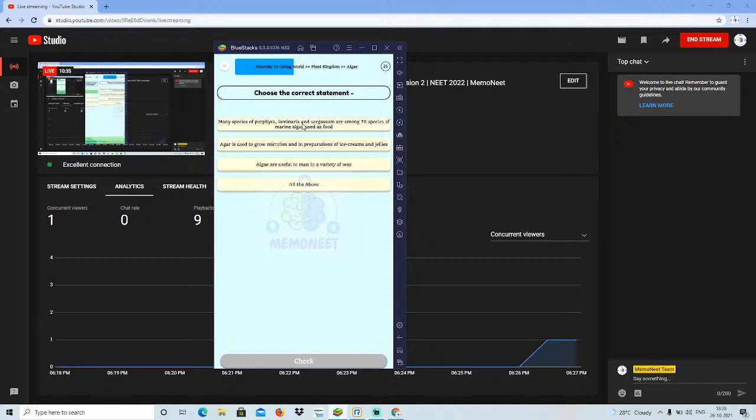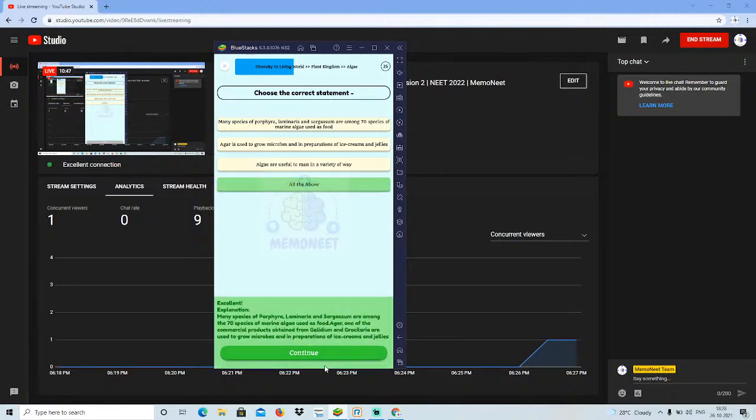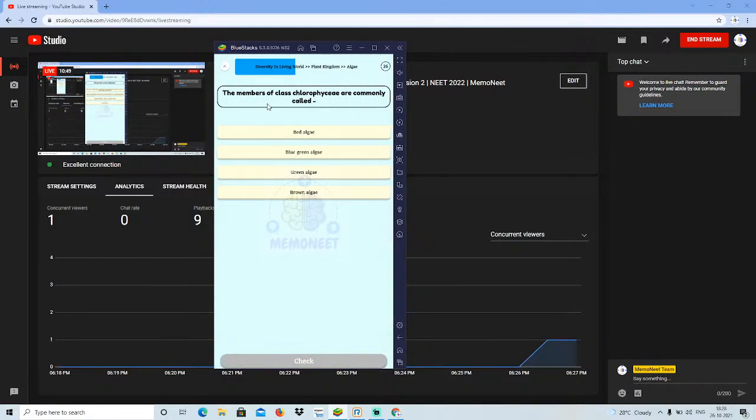This is present in the third or second paragraph of algae. Agar is used to grow microbes and in preparation of ice creams and jellies. This is true. Algae are useful to man in a variety of ways. All the three are true. So the members of class Chlorophyceae are commonly called green algae.